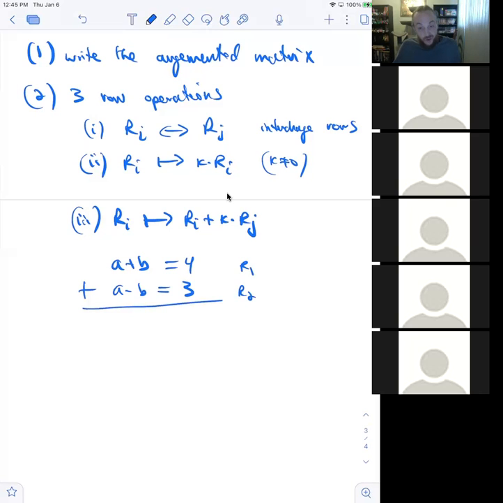if I'm adding row 1 and row 2, cleverly, this is the way they would ad hoc write this. In our augmented matrix, we're just going to get specific rules for this. So this would say that 2A equals 7. So A is going to equal 7 over 2, which is 3.5. And then B will be 1/2. 3.5 plus 0.5 is 4. And 3.5 minus 0.5 is 3. So that's the solution.